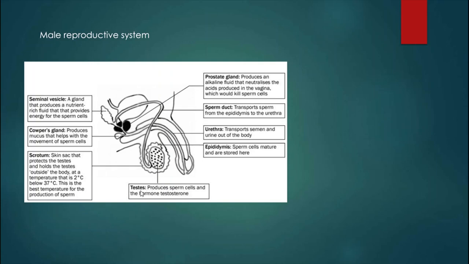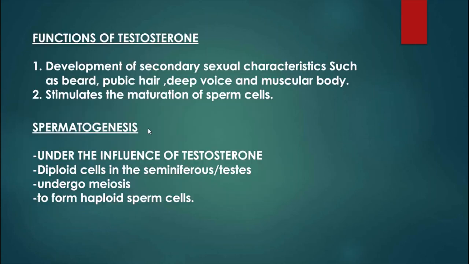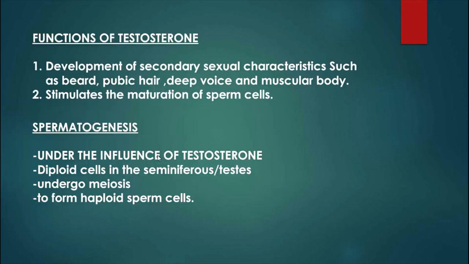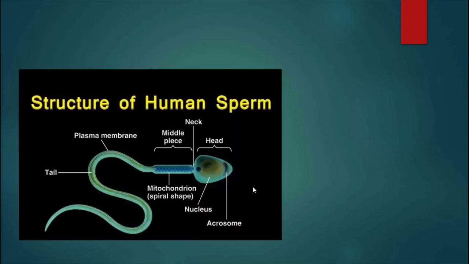Now, spermatogenesis, which is a process whereby the sperms are formed, takes place in the testes. Under the influence of testosterone, a diploid cell in the seminiferous tubules of the testes undergoes meiosis to form haploid sperm cells. You'll be asked in your exam question paper to state the spermatogenesis, and this is what you should write.